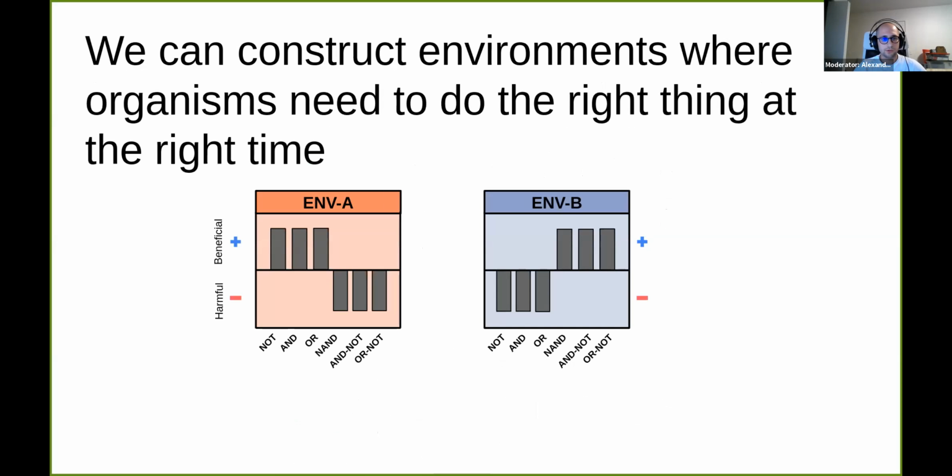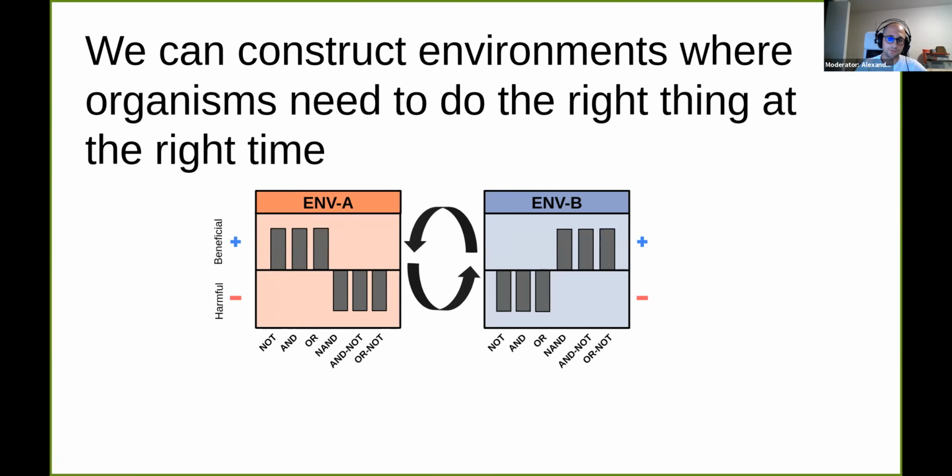With these sorts of controls, we can construct environments where organisms need to do the right thing at the right time. For this work, we constructed two environments, environment A and environment B. For environment A, we set up three computational functions to be rewarded, or beneficial, and three different ones were punished, or harmful. Environment B was the same thing, except the opposite functions were rewarded and punished.